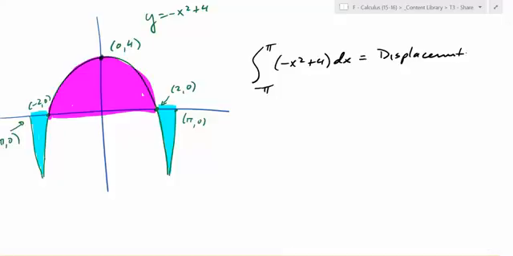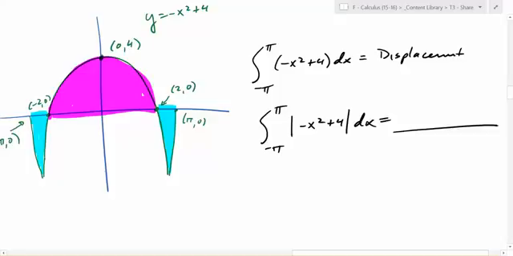Purple plus the blue. So what did we do for finding area? And this would be like distance traveled. You took the what? Absolute value. Yeah, so you do the integral from negative pi to pi of the absolute value of negative x squared plus 4 dx. At this point, what could you use to do this? What could you use?